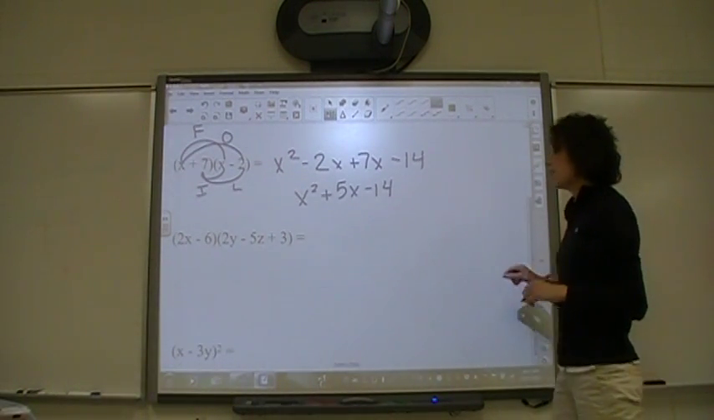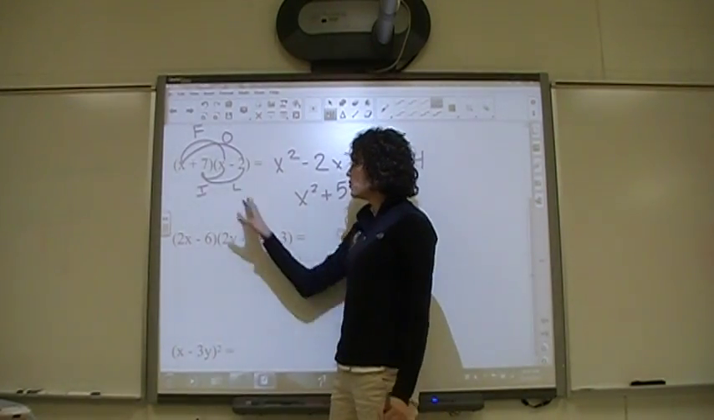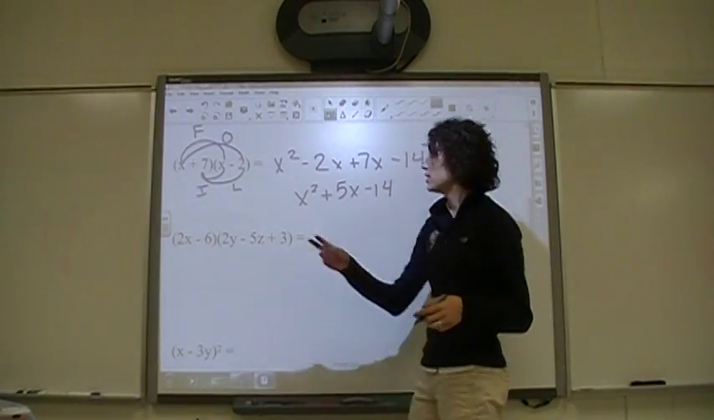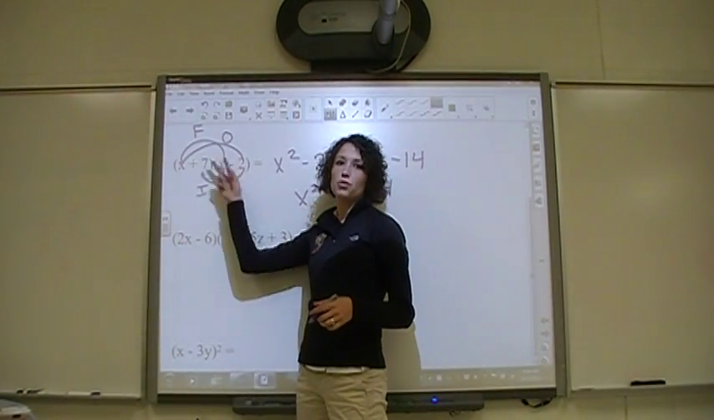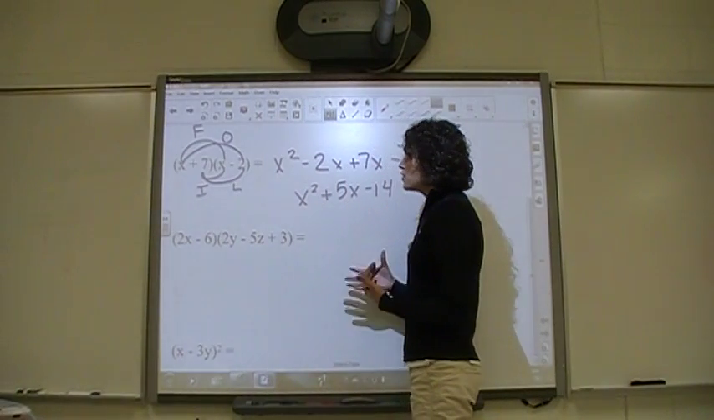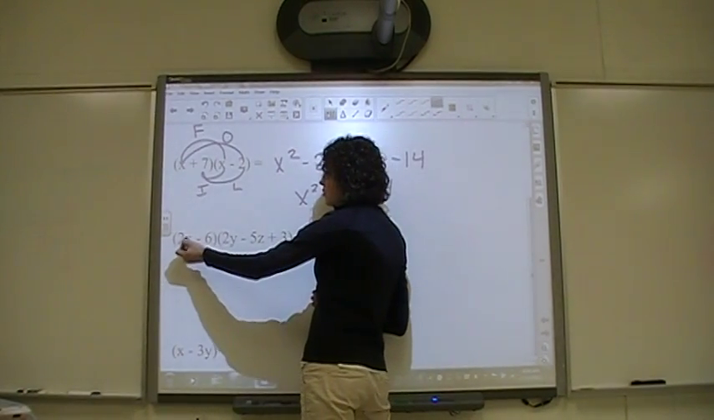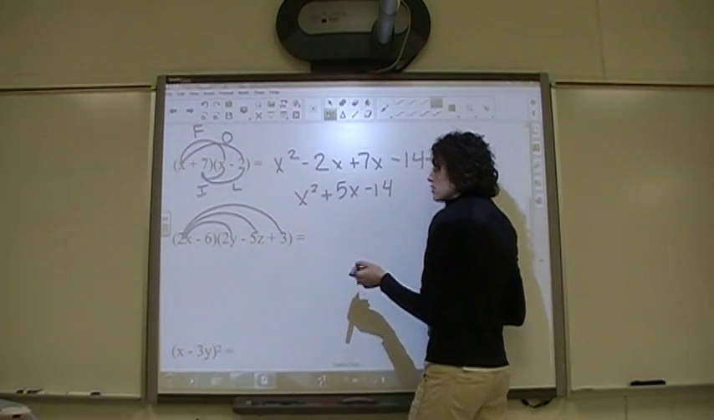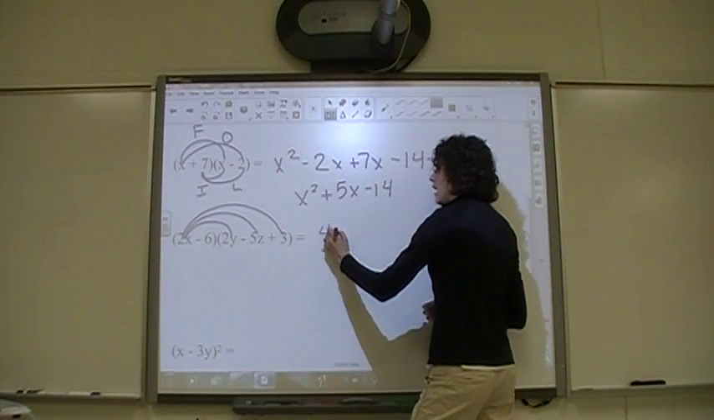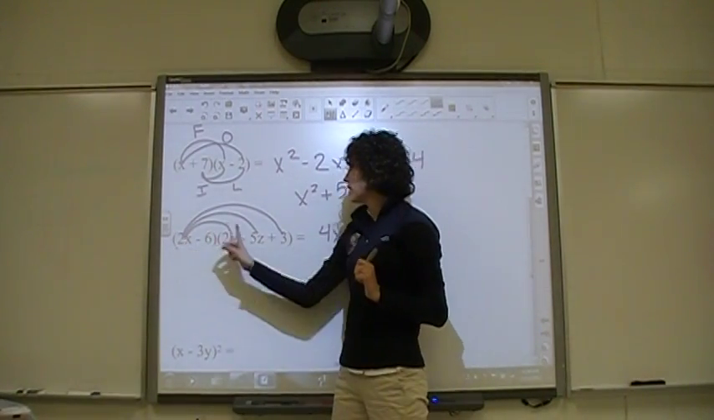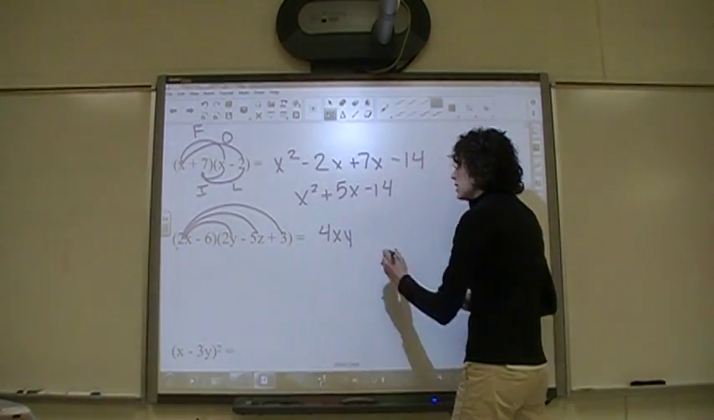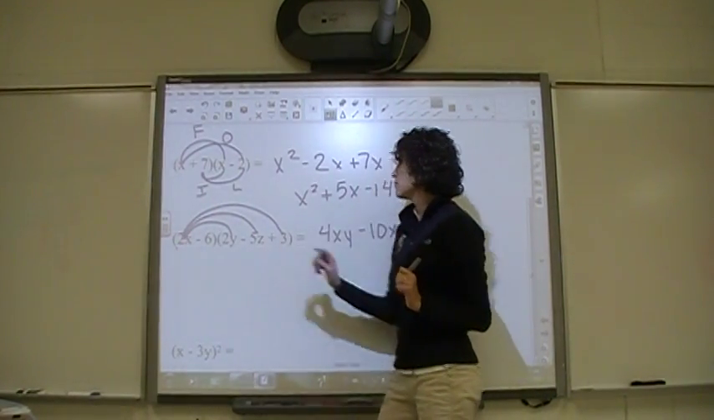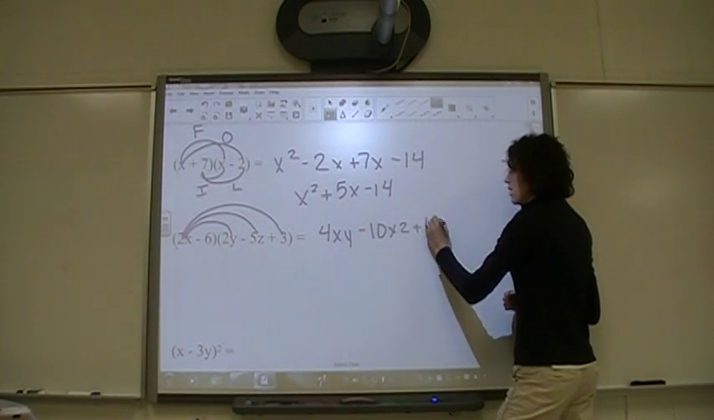Alright, now let's see if you have a binomial times a trinomial. So you can't really use FOIL because you're going to be missing a term. You can only use FOIL when you have something with 2 terms multiplied by something with 2 terms, which is your binomials. Binomial times binomial. So instead what you want to do is think about taking this 2x and distributing it to every single one of these. So you're going to get 2x times 2y is 4xy. Then 2x times negative 5z gives me negative 10xz. 2x times 3 gives me a positive 6x.